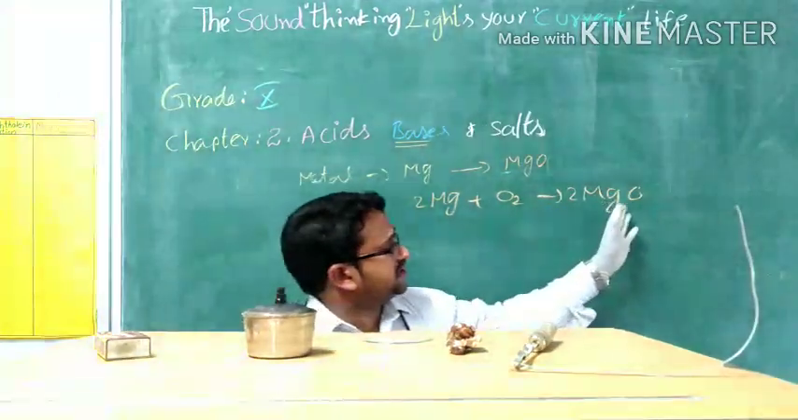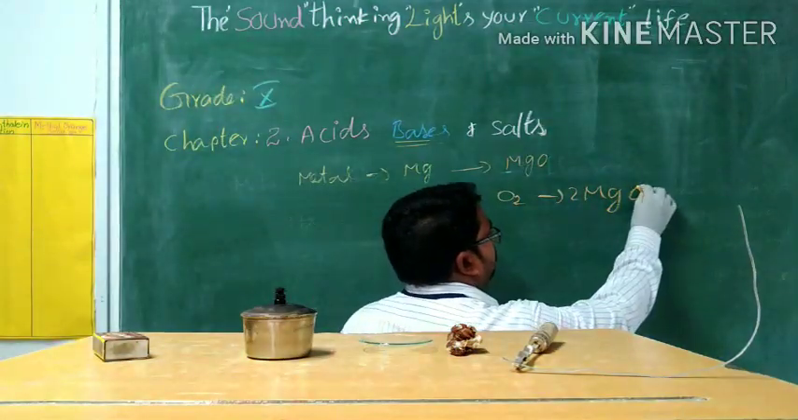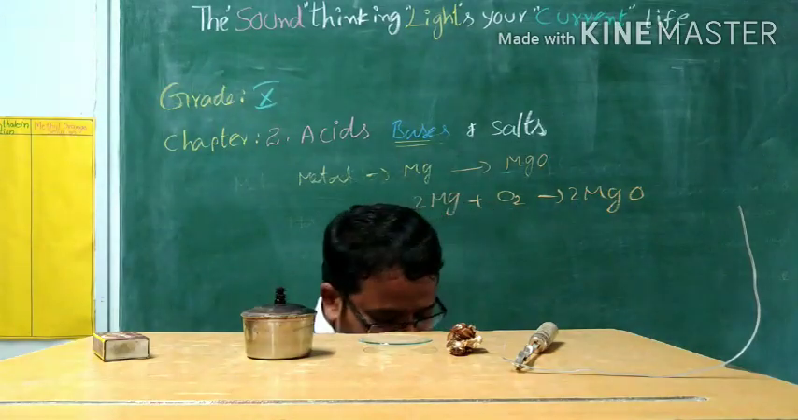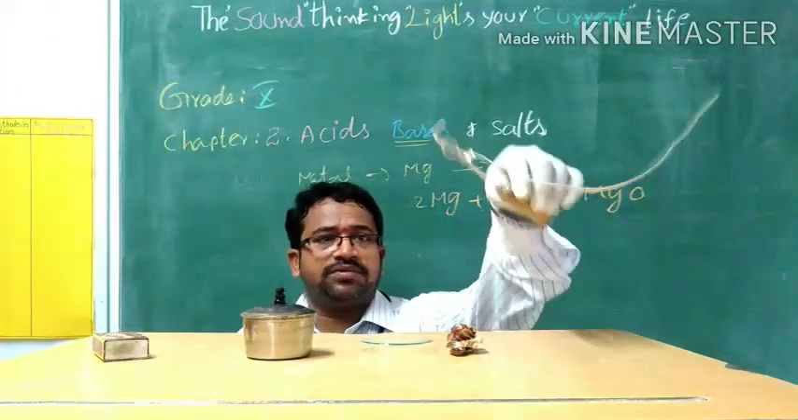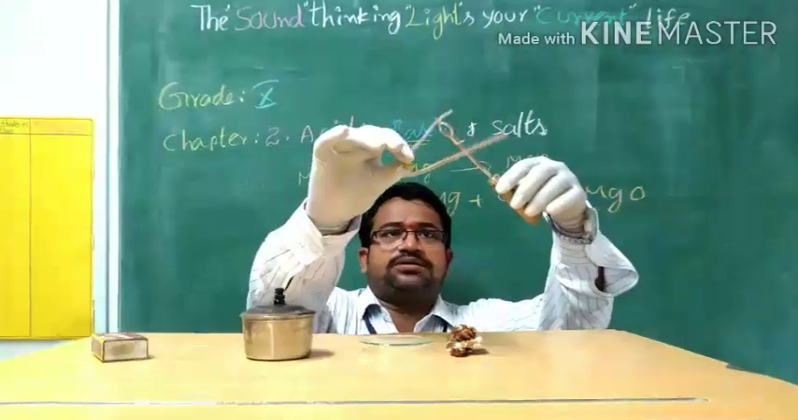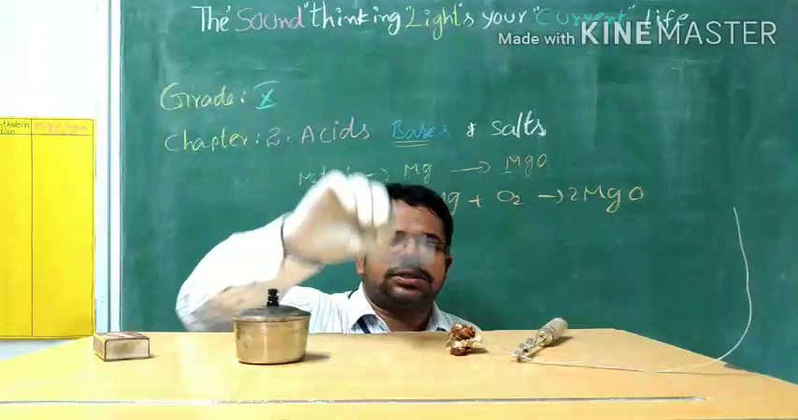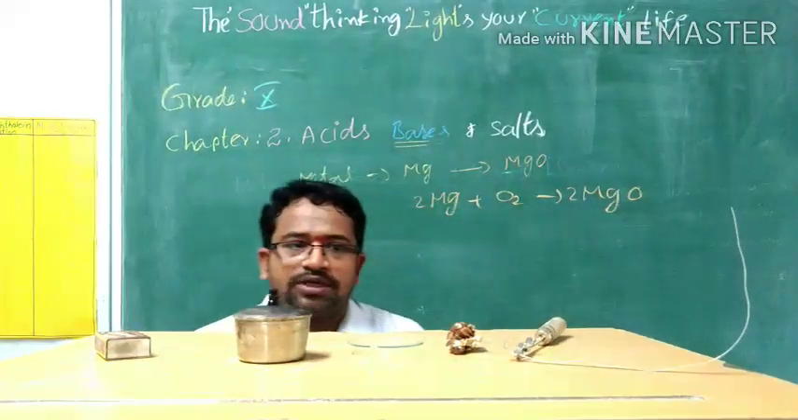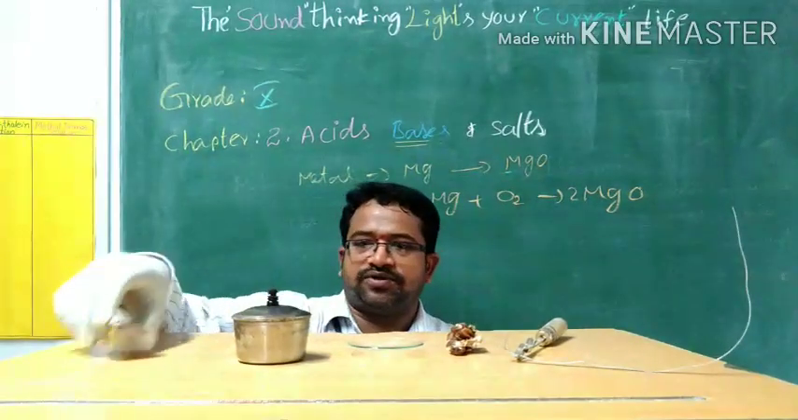So besides this magnesium oxide, magnesium nitrate will also form, but nothing to worry. The magnesium oxide will dissolve in water. We will go for that. Now, magnesium ribbon. This is the magnesium ribbon, and a spirit lamp, and a spatula. To prepare the magnesium oxide, these are the requirements.